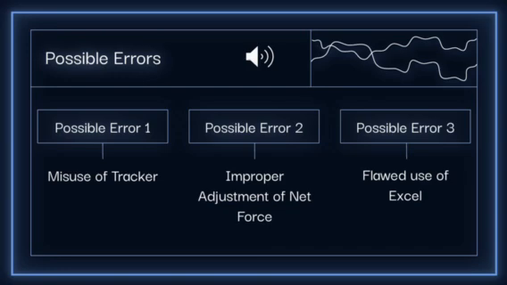There were multiple possible errors that could have taken place during this lab. Possible error 1 is misuse of Tracker. Possible error 2 is improper adjustment of net force. Possible error 3 is flawed use of Excel.